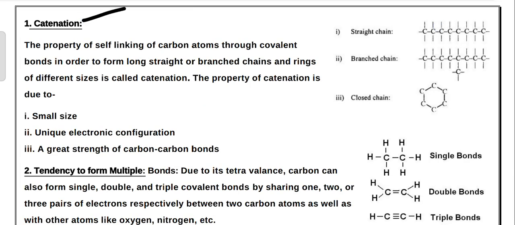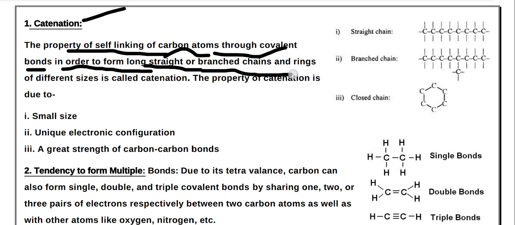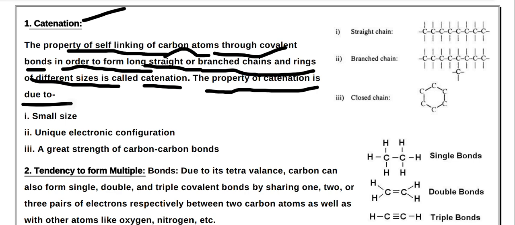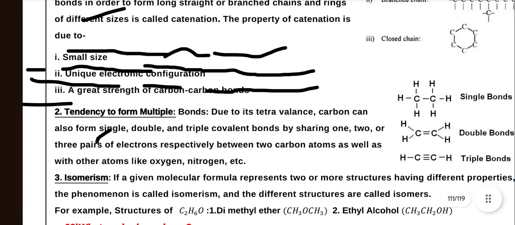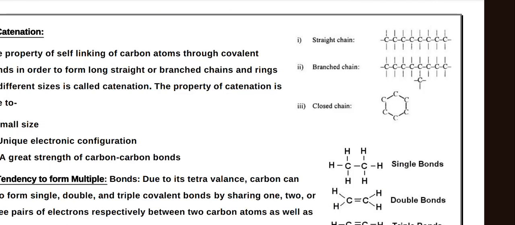Catenation. The property of self-linking carbon atoms through covalent bonds in order to form long straight or branched chains and rings of different sizes is called catenation. The property of catenation is due to the small size, unique electronic configuration, and great strength of carbon-carbon bonds. Here we can see a straight chain, a branched chain, and a closed chain of carbon compounds.